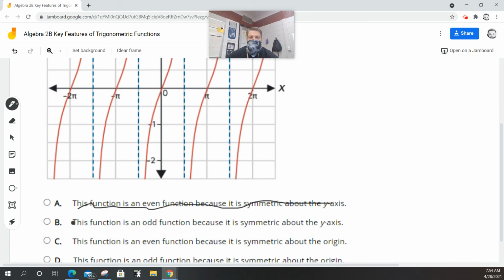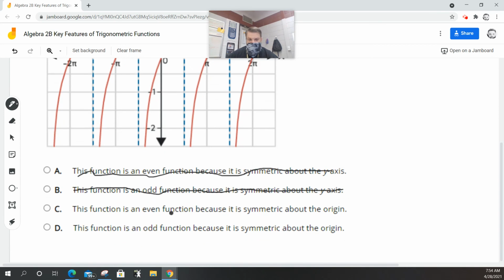It's odd because an even function is even because it's symmetric about the y-axis. C says this function is an even function because it's symmetric about the origin. No, only odd functions are symmetric about the origin. Well, D has to be the answer because the other three are wrong, but it says it's odd because the function is symmetric about the origin. Well, that's true for sure.